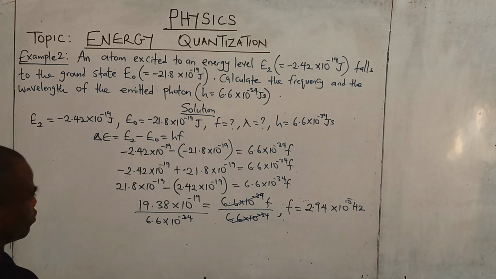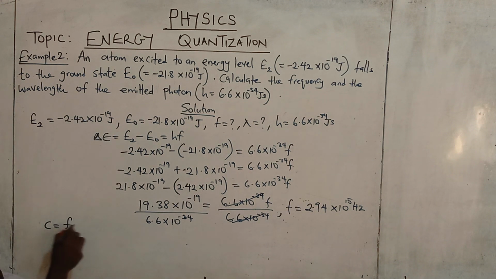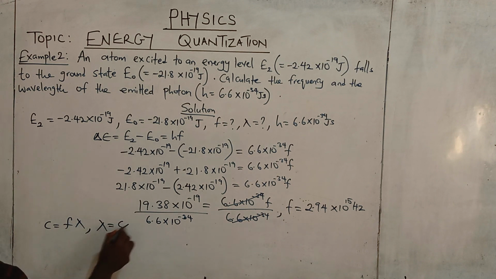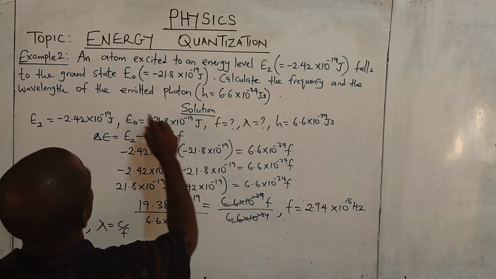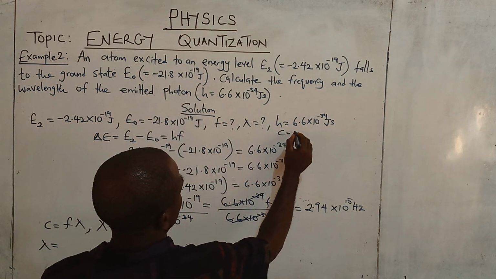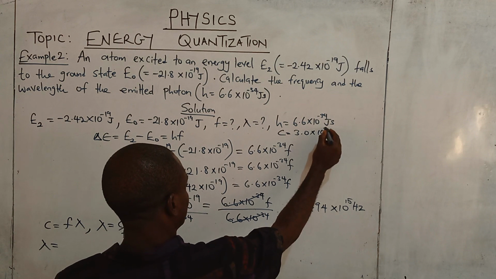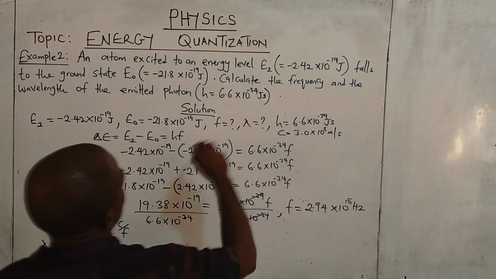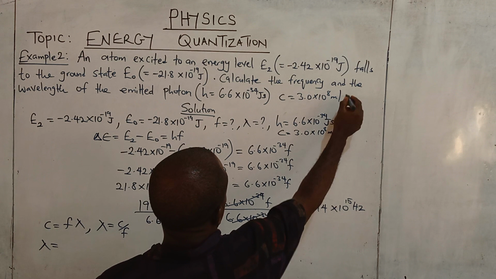That's the frequency. Now we have to look for the wavelength. Don't forget that c equals f lambda. You are looking for wavelength. Your wavelength now equals c over f. What is c? c is 3.0 times 10 to the power 8 meters per second. Just take note of that. c equals 3.0 times 10 to the power 8 meters per second.